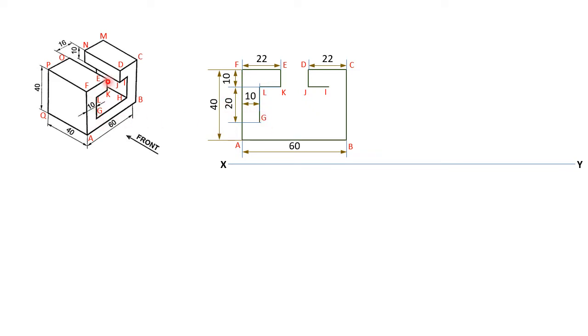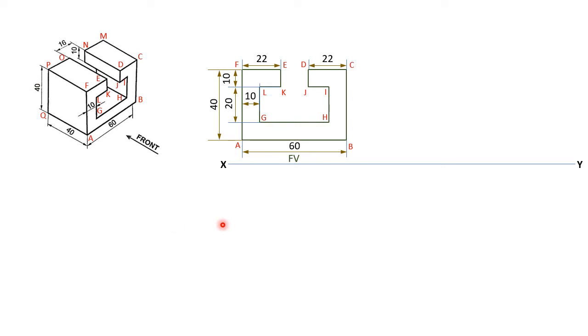Now we see that EK is 10 unit and the total length is 40, that is PQ or FA is 40. So taking the distance of GH from AB to be 10, we get LG as 20. So we are drawing LG of 20 from KL. So this is LG of 20 unit. Similarly, we draw IH also of 20 unit. Then we will join GH. So this is our front view of this object.